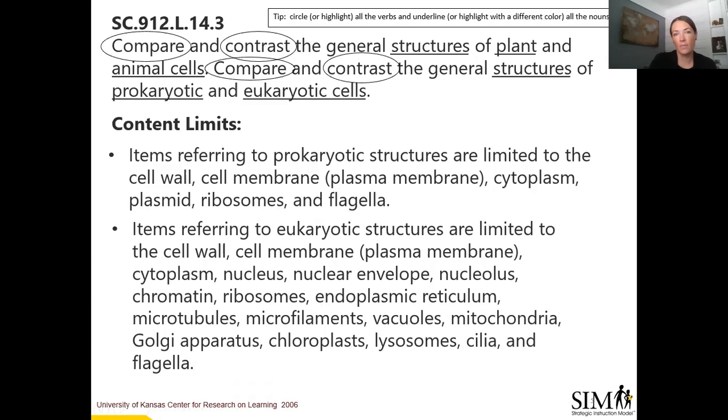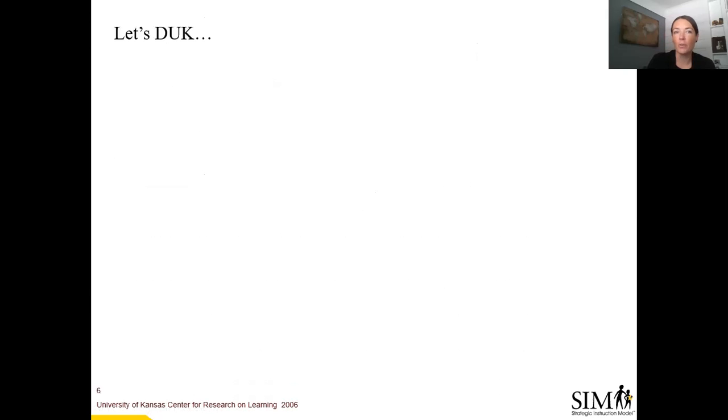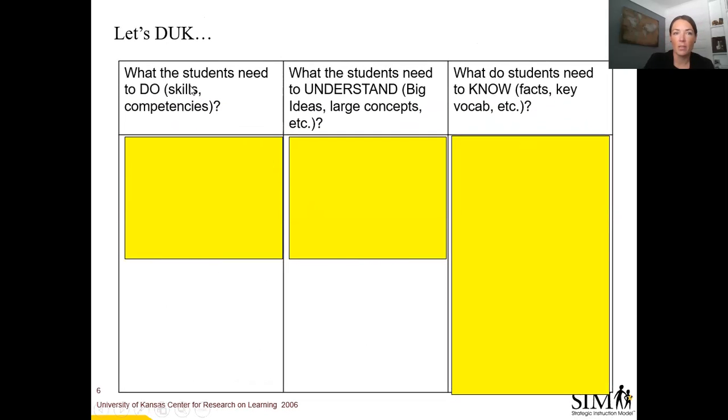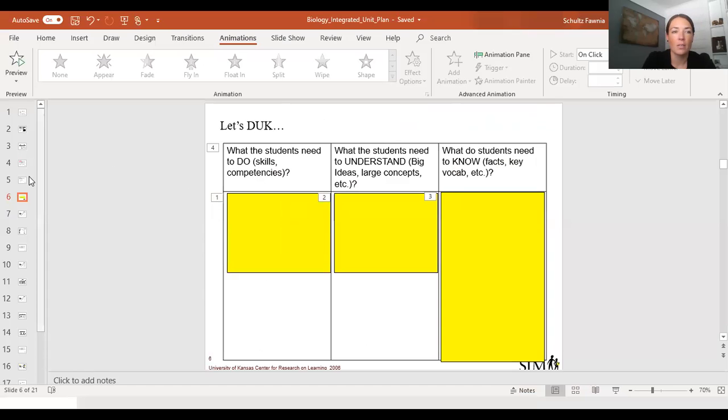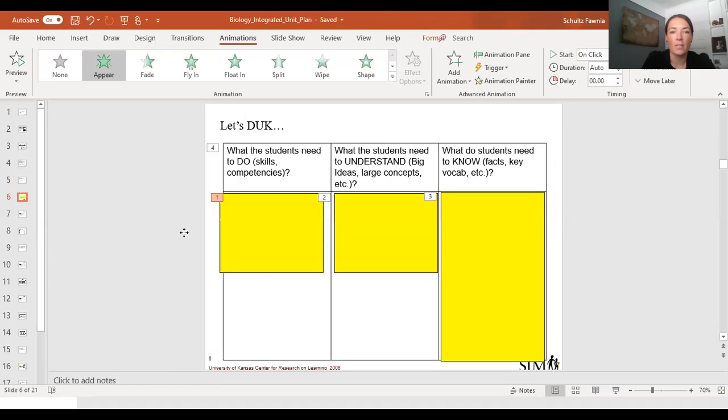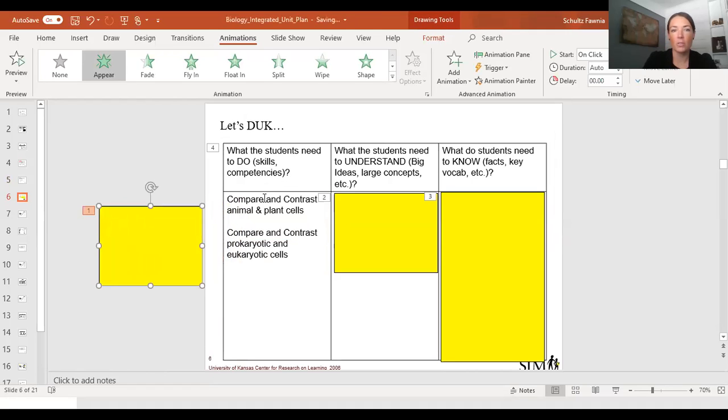Now I take this information and I can put it into my DUCK form. If I unpack my standard, the first question I need to ask myself is what the students need to do. What are the skills? And if we go back, remember, we wanted them to compare and contrast. So if I look here, the thing they need to do is compare and contrast. If I slide this box off, what they need to do is compare and contrast plant and animal cells and compare and contrast prokaryotic and eukaryotic cells.